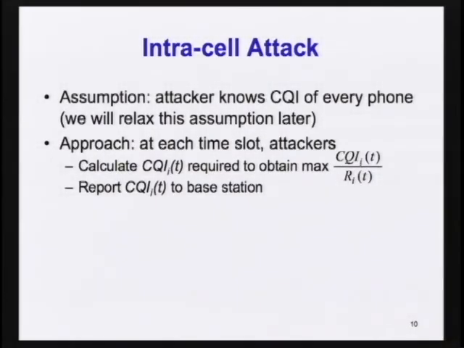If you recall from the previous slide, the base station selects the cell phone. Can you see my mouse? Okay. The base station selects a cell phone to schedule such that the scheduled cell phone has the maximum ratio between its instantaneous data rate and its average throughput. So the attacker simply calculates its instantaneous channel quality indicator such that its ratio is the maximum among all the cell phones. And then it reports that channel condition indicator to the base station, and the base station will schedule it. Very simple.